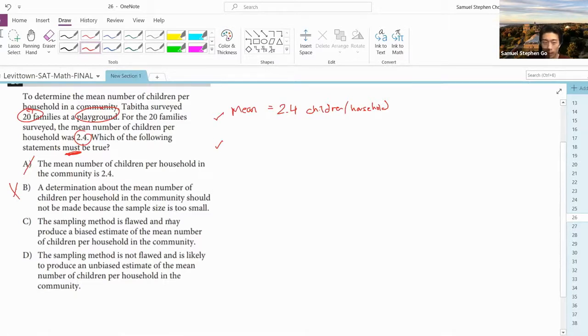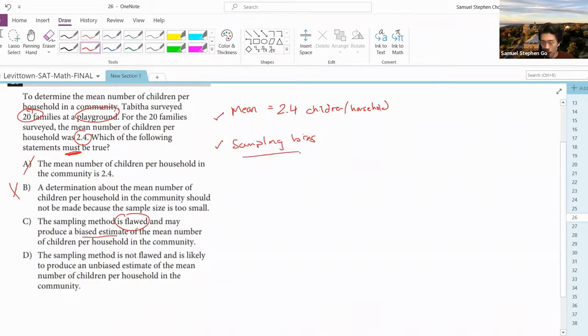Something's not right. C says the sampling method is flawed. So it's saying it is very flawed. It may produce a biased estimate of the mean number of children per household in the community. Well, those are pretty much the exact words I said when we were reading this at first, that this is some sort of sampling bias. I will write it here: sampling bias.